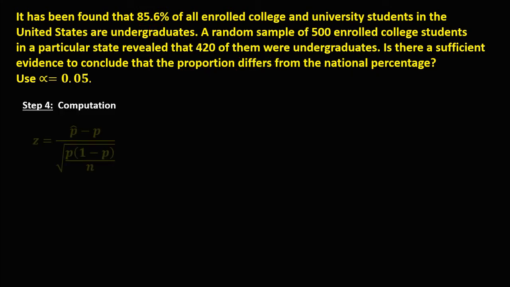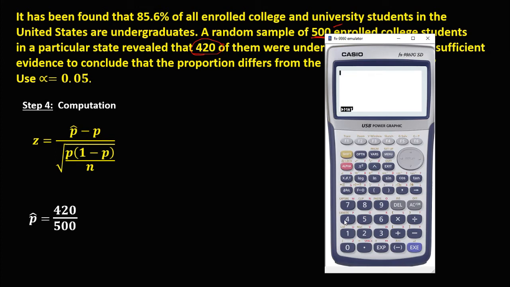Then for the computation, using this formula: the sample proportion minus the population proportion over the square root of the population proportion times 1 minus the population proportion over the sample size. We need to compute first the sample proportion. From the given sample size of 500, we have 420, so we compute 420 divided by 500. That's 0.84.